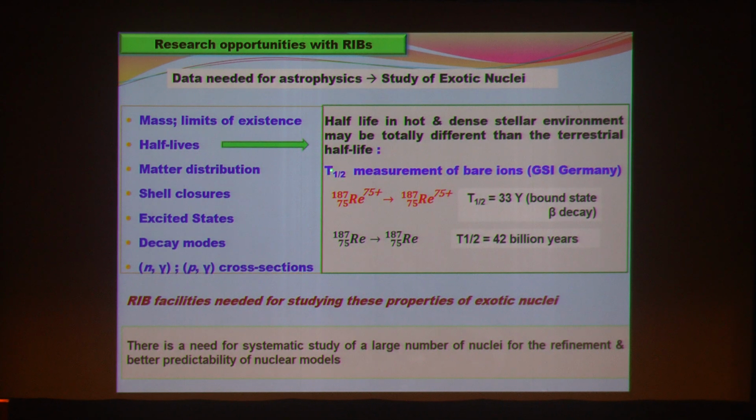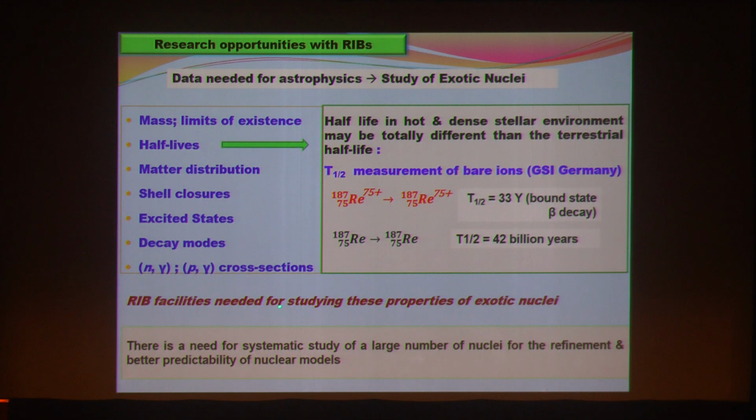Suppose half-life, you can measure half-life of completely stripped nuclei, means nuclei which are not having any electron at all, or you can have a half-life of an uncharged, neutral nucleus. So for example, take the case of rhenium. So half-life has been measured for 75+, means all the electrons have been stripped off, and here it is neutral. So here in this case it is a 42 million years half-life, and here it is 33 years. So you can see the order of magnitude difference. So depending on that, the prediction of the nuclear abundance will differ very significantly. This is a measurement done at GSI Germany.